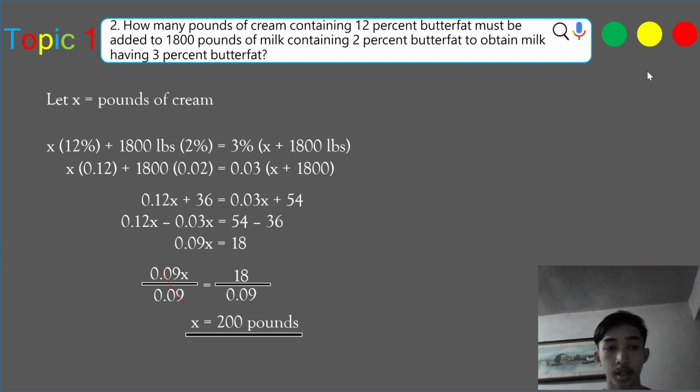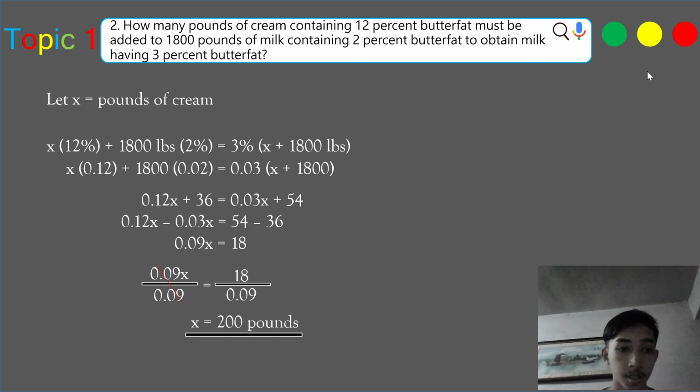Problem number 2. How many pounds of cream containing 12% butterfat must be added to 1,800 pounds of milk containing 2% butterfat to obtain milk having 3% butterfat? So let X be the pounds of cream. Solving this is the same as the first problem. So X times 12% plus 1,800 times 2% is equal to 3% times (x plus 1,800). So that is our first equation.